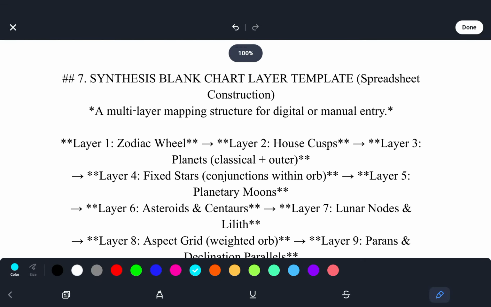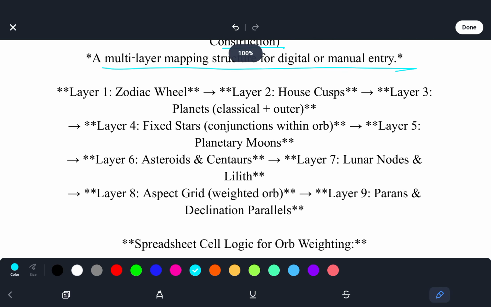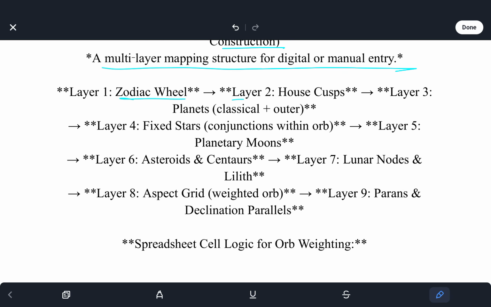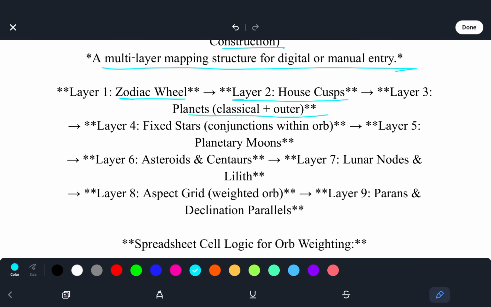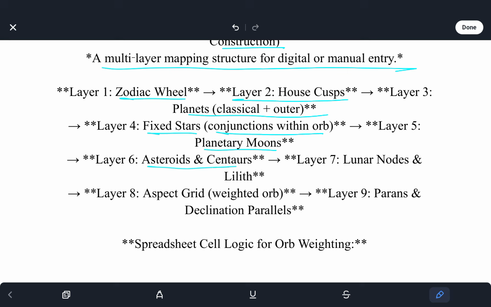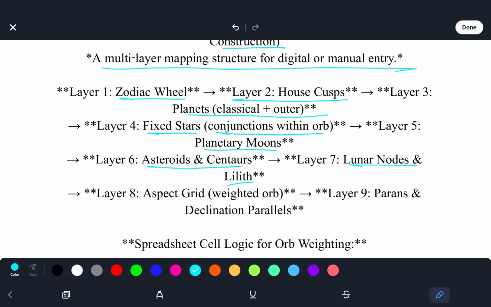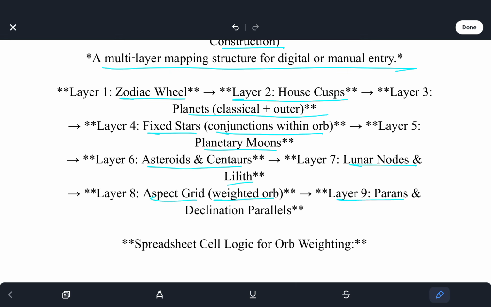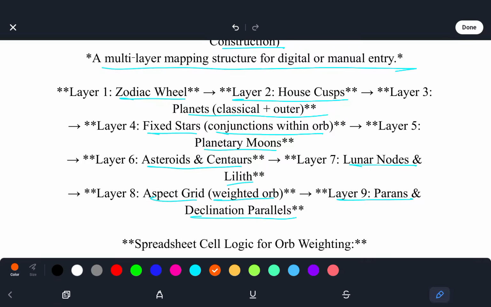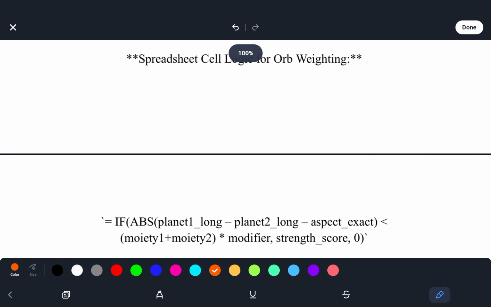So our synthesis blank chart layer template, a multi-layer mapping structure for digital or manual entry. We should have a zodiac wheel, house cusps, planets, classical and outer, fixed stars, conjunctions within orb, planetary moons, asteroids and centaurs, lunar nodes and Lilith, aspect grid, weighted orb, parans, and declination parallels. And spreadsheet cell logic for orb weighting.